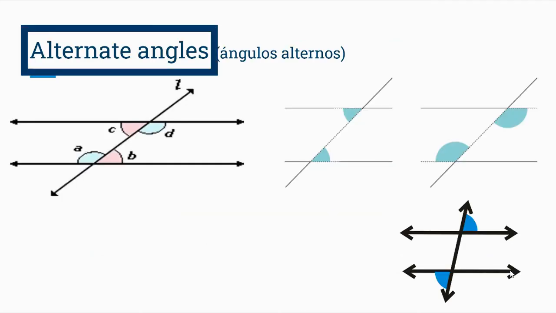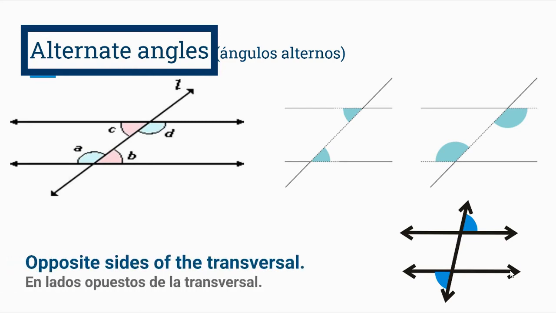Let's talk about alternate angles. Alternate means different or opposite. So when I talk about alternate angles, it means that they are on opposite sides of the transversal, not the double lines, the transversal. Look at the examples. One angle is to the right and the other is to the left of the transversal.